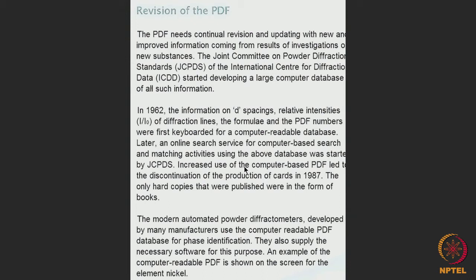The modern automated powder diffractometers, which were developed by many manufacturers, use the computer readable powder diffraction file database for phase identification. They also supply the necessary software for this purpose.